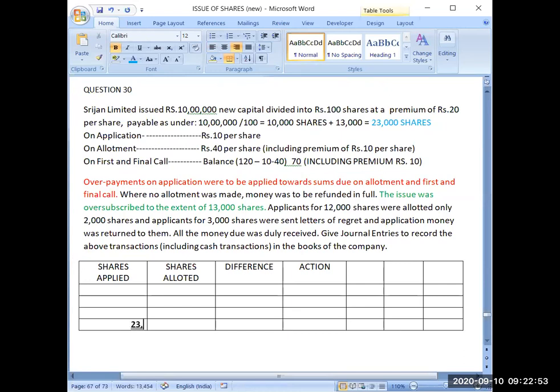23,000. I have received applications for 23,000 shares. Now the shares allotted total will be, how many shares have you allotted? Yes, we have allotted 10,000 shares.